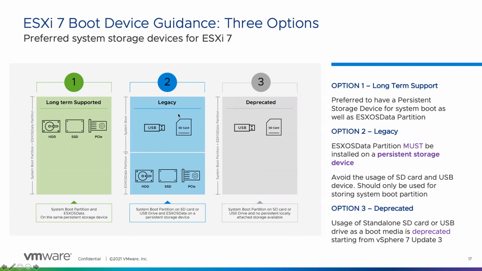configuration. The only configuration that involves the usage of an SD card or USB drive and is supported is this particular one, which is termed the legacy one. You should only use the SD card and USB drive for the system boot partition and not for the ESXOS data partition. ESXOS data partition has to be on a locally attached persistent storage device, which can be HDD, SSD, or PCIe devices.